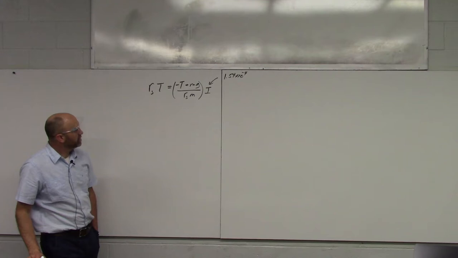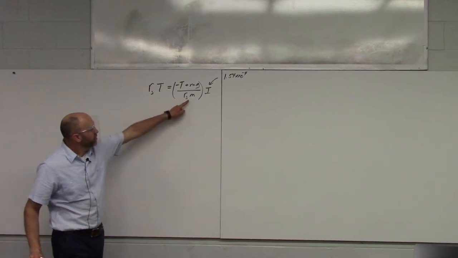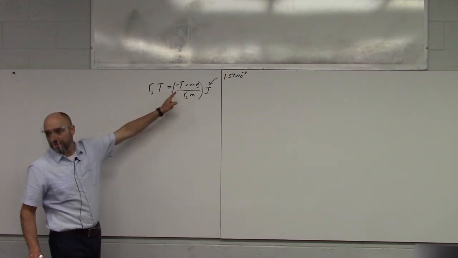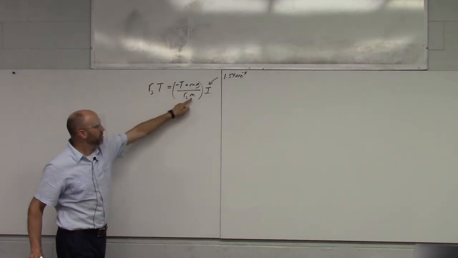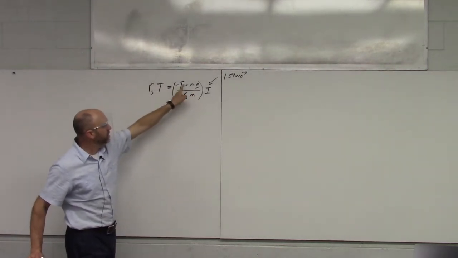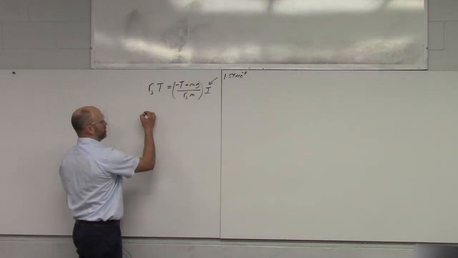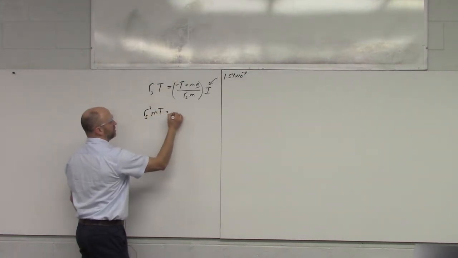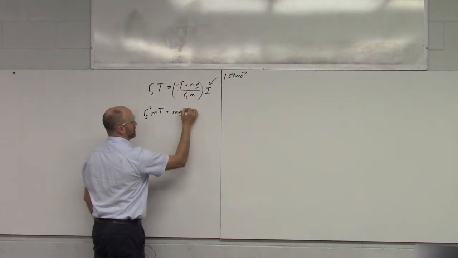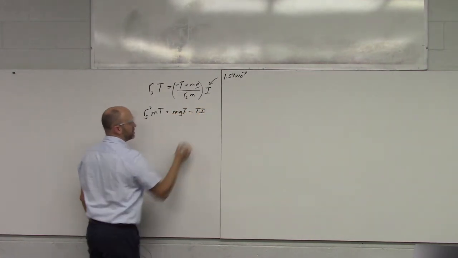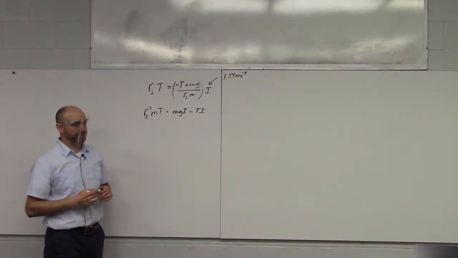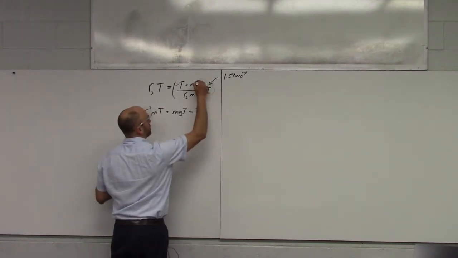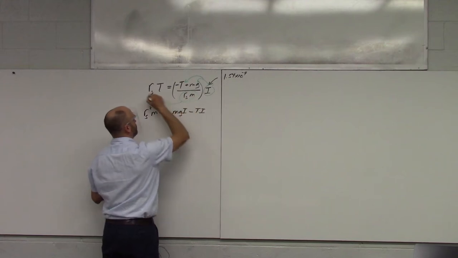We want to combine like terms here. So how about we send the denominator upstairs and distribute that I in here and here. We'll have the radius of the shaft squared times mass times tension equals M times G times I minus tension times I. I just took this, multiplied it here and here, and I took this, multiplied it there.